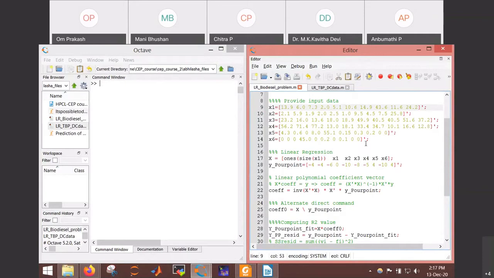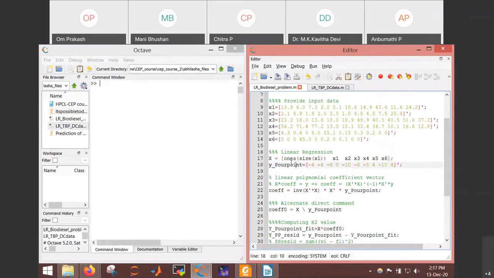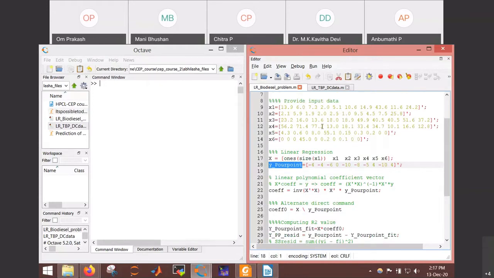And here is one of the properties of the biodiesel, which is pour point. So I'll be fitting a straight line for this property, pour point, okay. So in the morning lecture, Professor Gudi showed us the ways to fit a straight line for this linear regression problem.